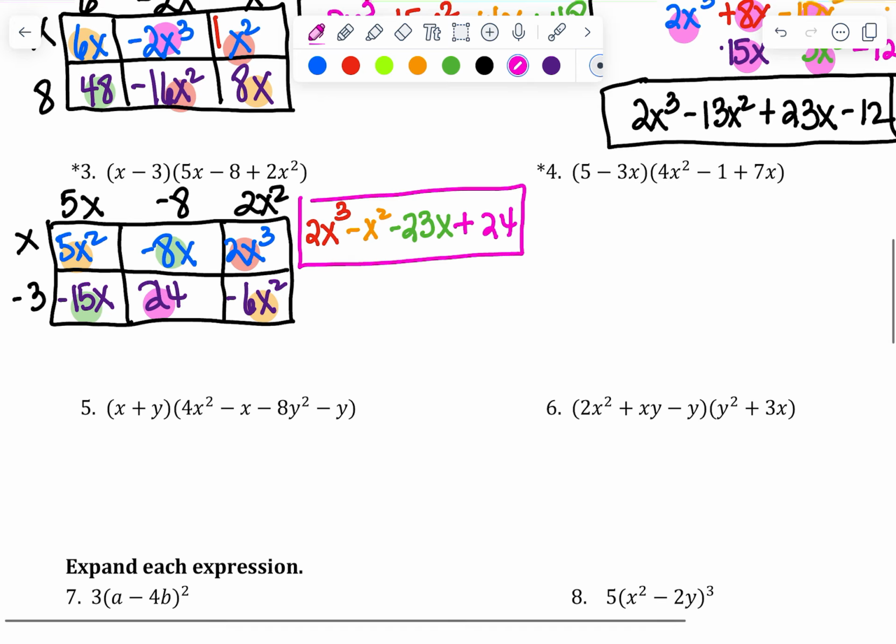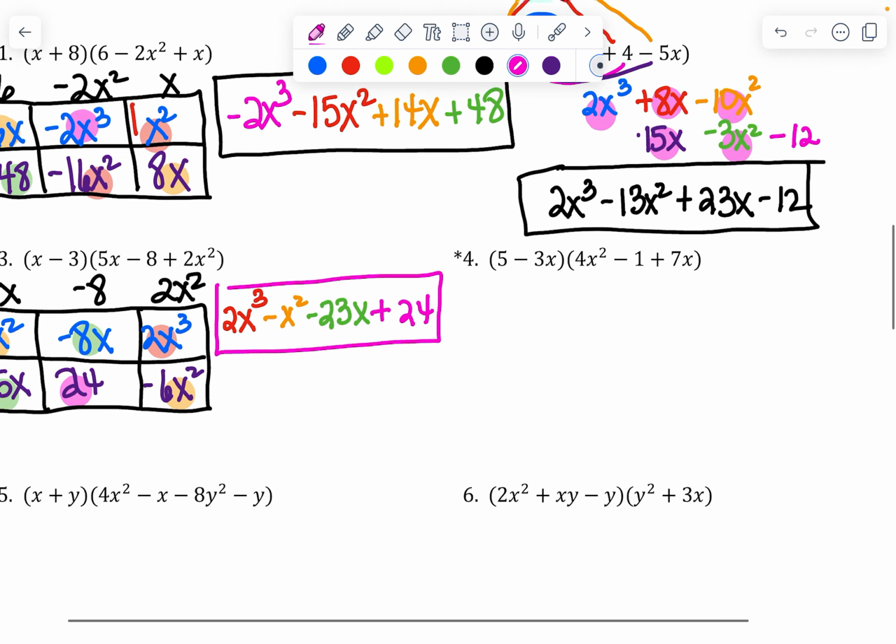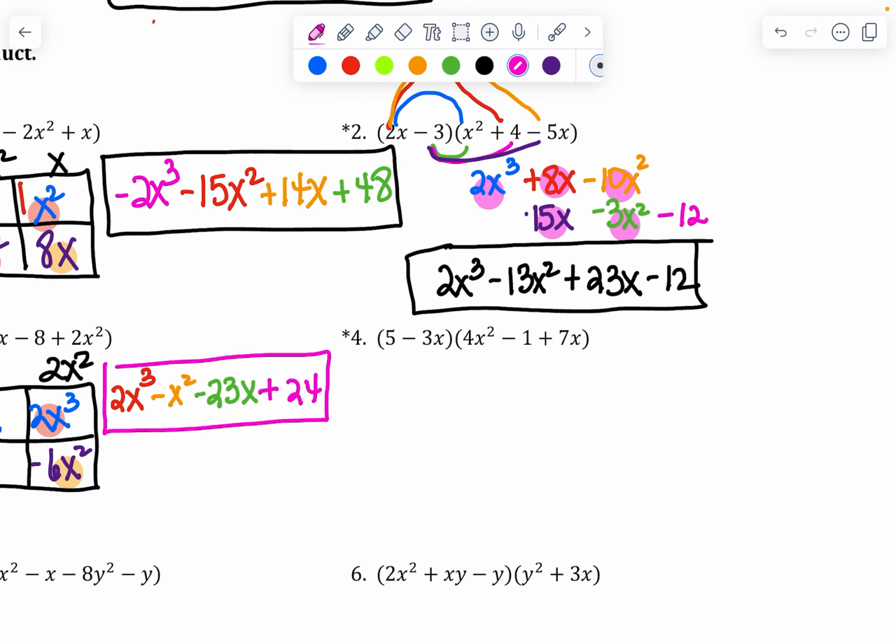So then how many more do I have? I'm going to do one more and then I'll stop this. So I'm going to do it distributing. Remember, there's more than one way to do it. 5 times 4x is a 20x squared. Then I'm going to have 5 times negative 1 is a negative 5. Then I'm going to have 5 times 7x and get a 35x.